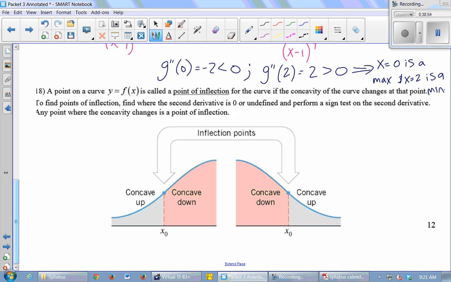To find inflection points, find where the second derivative is 0 or undefined, and perform a sign test on the second derivative. Because you know when the second derivative is positive, you're concave up, and when the second derivative is negative, you're concave down. So any place where you switch signs, positive to negative or negative to positive, you have a concavity change.